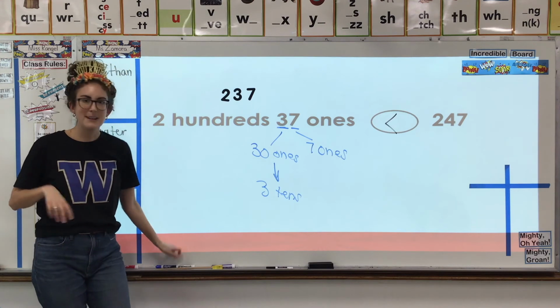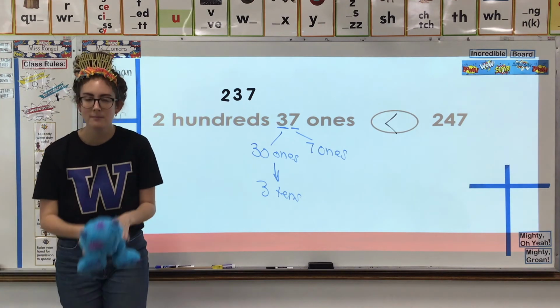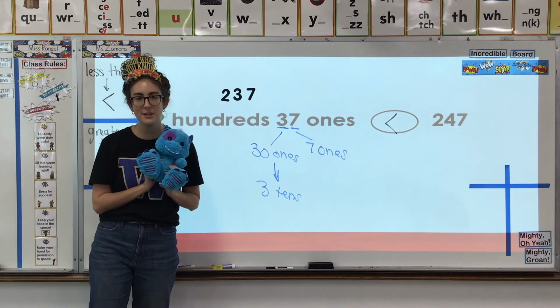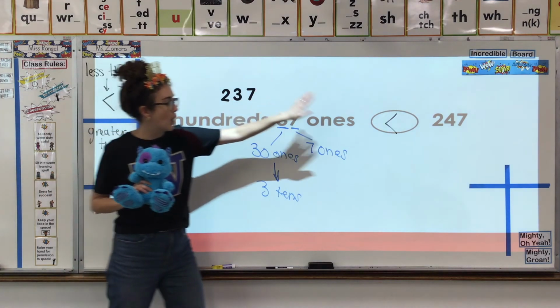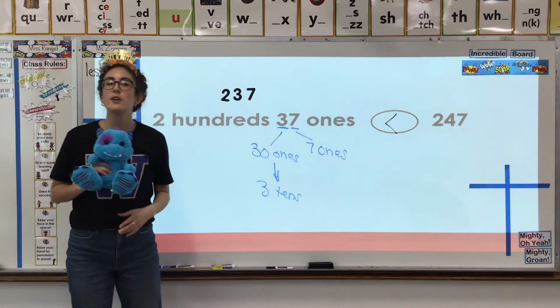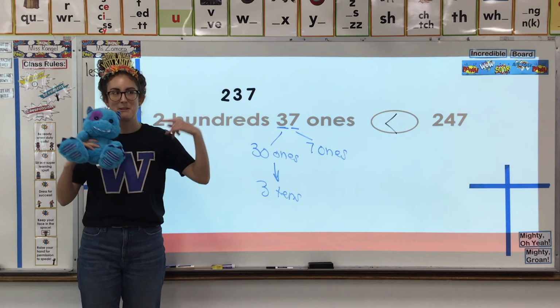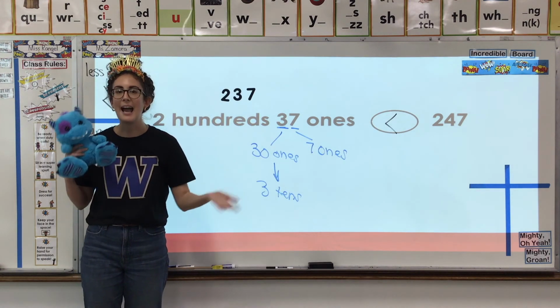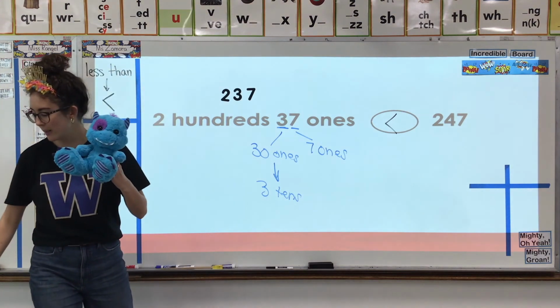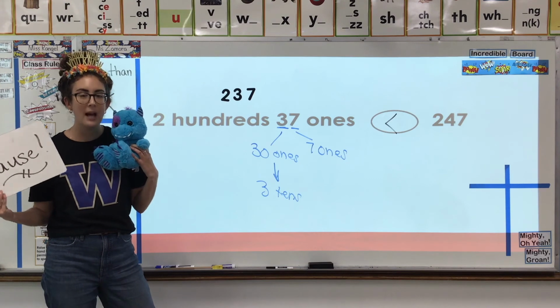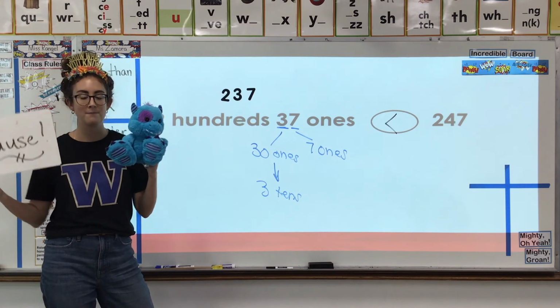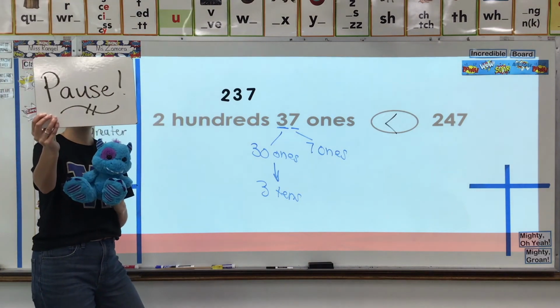Okay. But how did you know that, second grade? Let's tell our conversation buddy how we knew 237 is less than 247. What was the big difference? How did you know? So again, get your buddy, tell them everything you know, and then come back and check with me. Okay, pause.